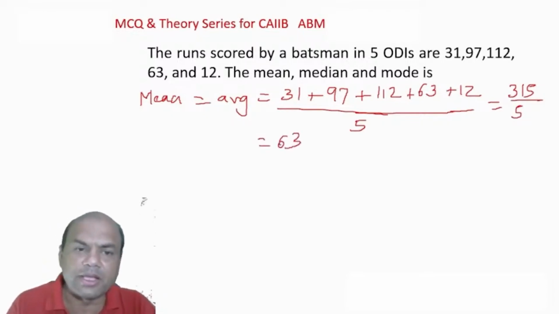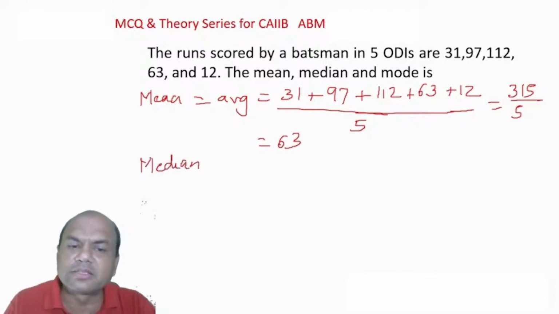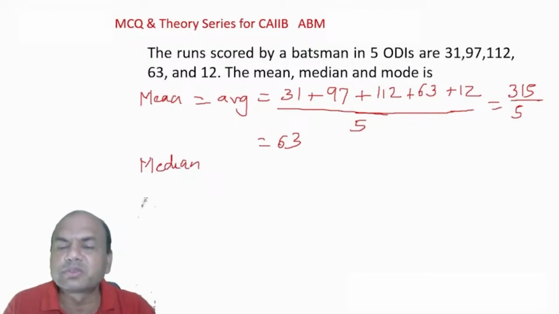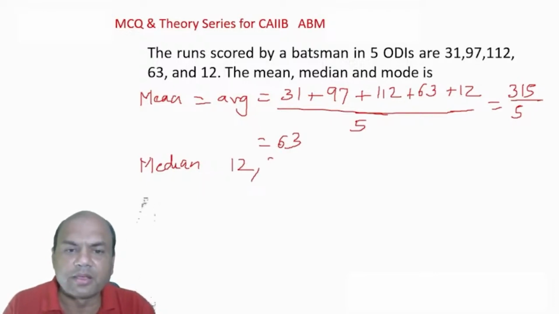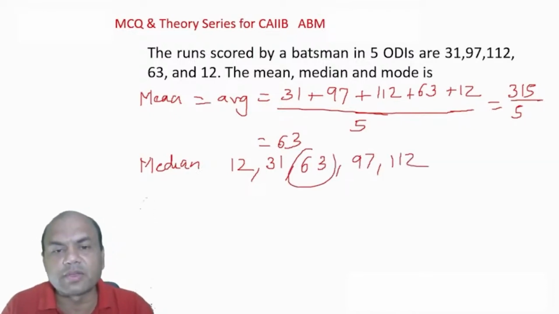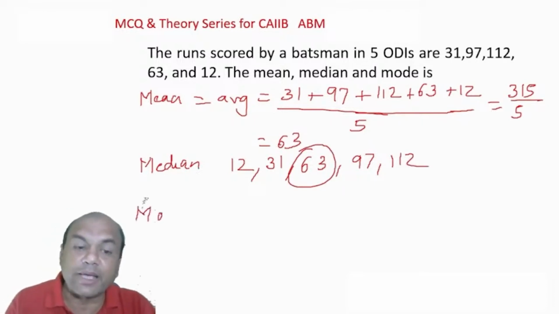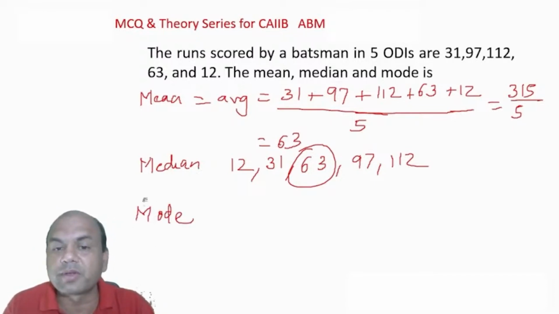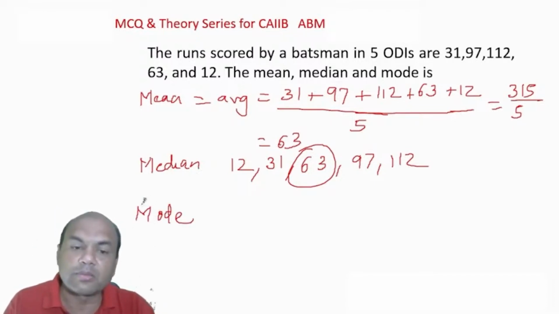Mean is 63. Median. What about the median then? Median means always arrange them in serial order, from the lowest to highest. We'll arrange them in ascending order. 12. Then what is the next one? After 12, 31. After 31, 63. After 63, 97. After 97, 112. So which is the median? The central one. This is my median. Mode means which occurs maximum number of times. Who's occurring maximum number of times? None of them is repeated. So all are modes.